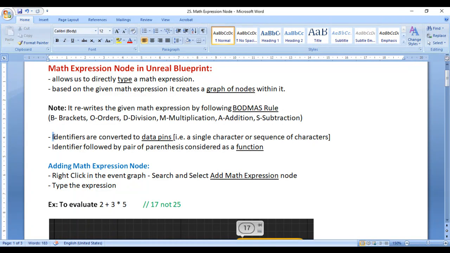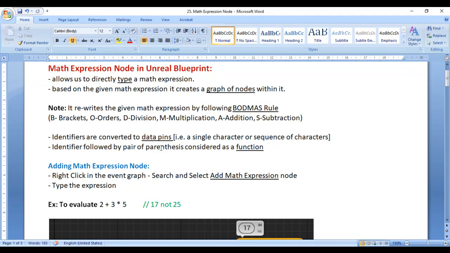And remember, identifiers are converted to data pins. What are identifiers? A single character or sequence of characters is considered as an identifier, guys. An identifier followed by a pair of parentheses is considered as a function.